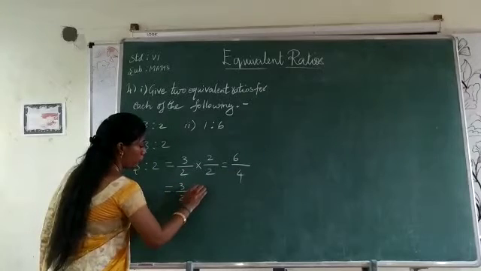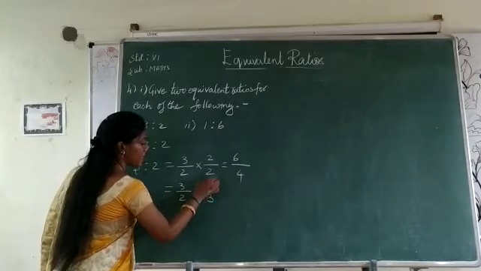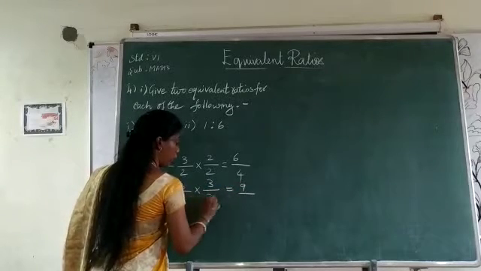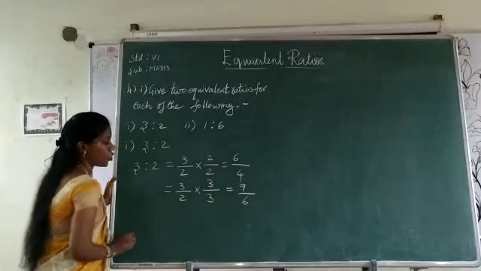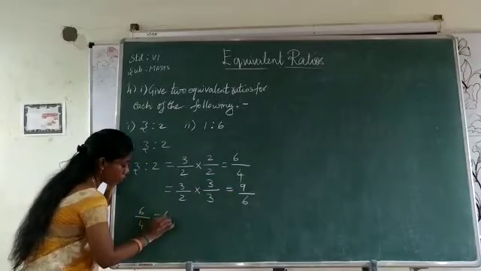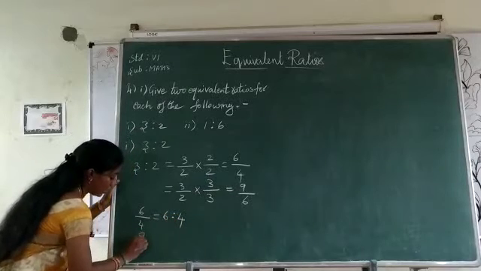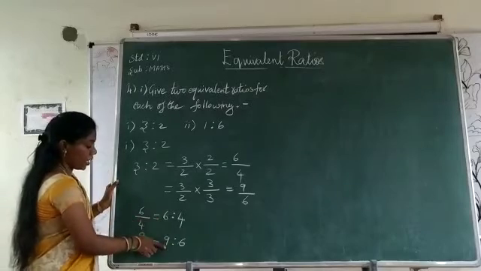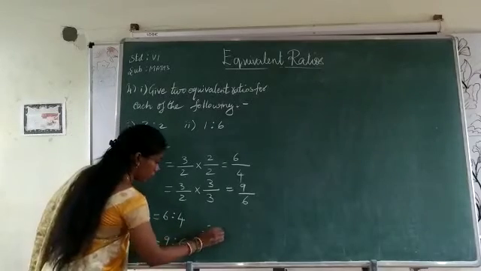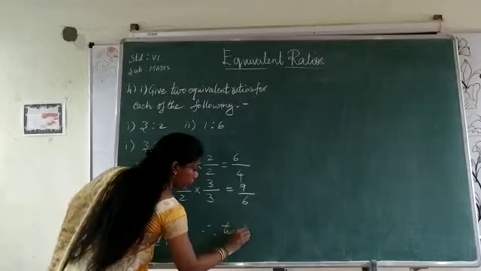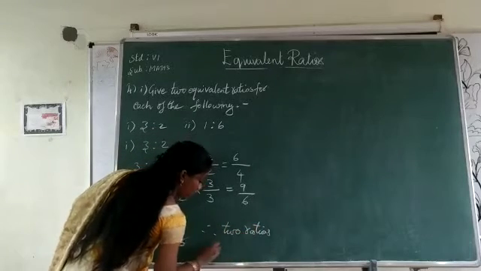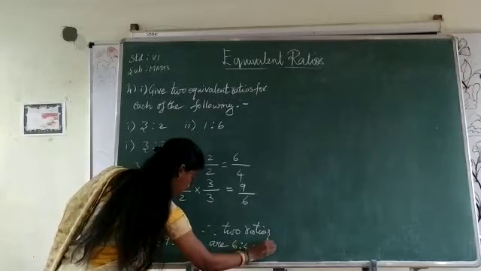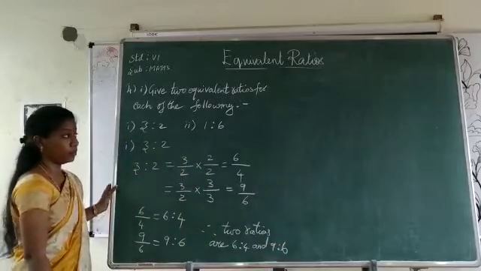Next one, 3/2. For the given question, you have to multiply by the next number, 3/3, the same number. 3 into 3, 9, divided by 2 into 3, 6. In this one, the fraction 6/4 in ratio format is 6:4. And 9/6 in ratio format is 9:6. These are the answers of the given question. Therefore, the two ratios are 6:4 and 9:6.